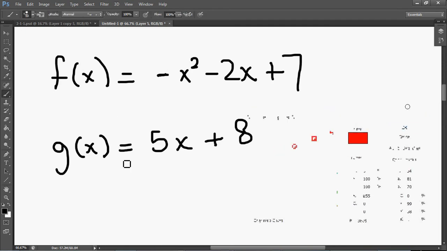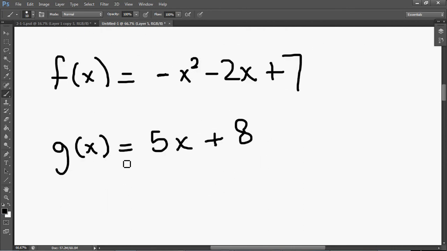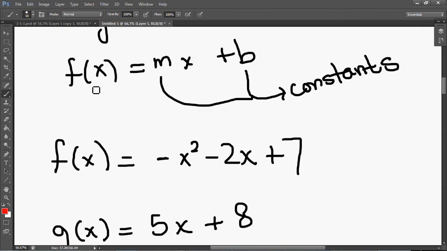And so how do you do that? Well, first step, go back to the definition of a linear function. Basically, it says a linear function has to follow this format. f of x equals mx plus b, where m and b are constants. So if you look at this first one, this could be like mx plus b, right?